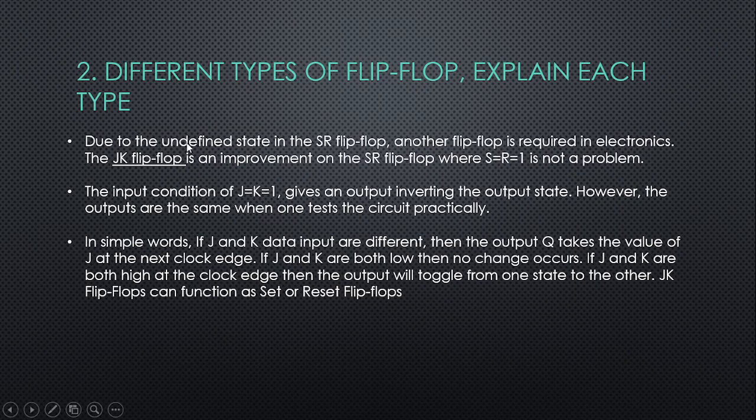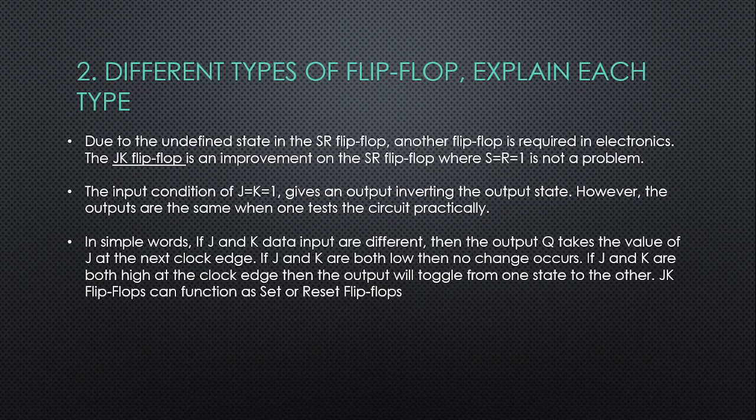So next, due to the undefined state in the SR flip-flop, another flip-flop was required. So we have here the second type, the JK flip-flop. It is an improvement on the SR flip-flop where S equals R equals 1.